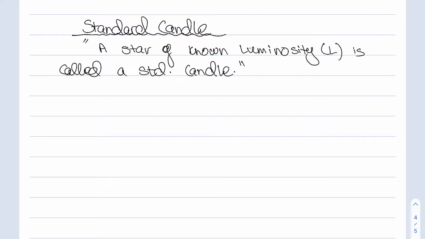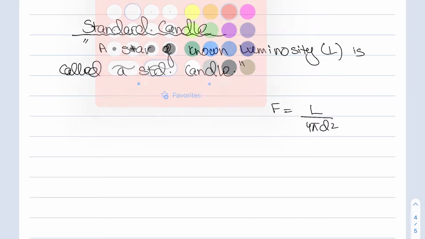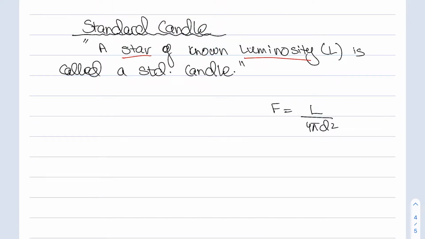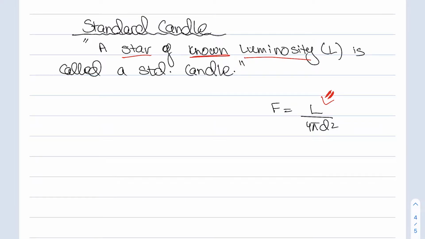So if a distant galaxy has a standard candle, only then can we find the value for D, because the formula goes like F is equal to L upon 4 pi D squared, and as the definition says, it's a star of known luminosity. So you'll know the value for L. So if you know the value for L of a star, then you can find F with a telescope or a charge coupled device, and you can find D, right? So that's what a standard candle is.